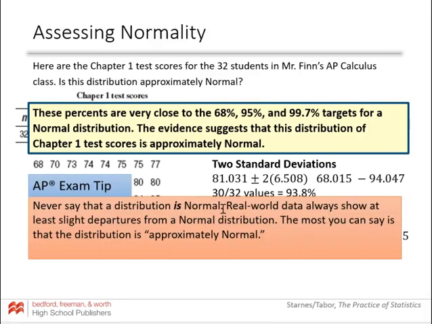Something that is important for you to note here: we would never say that a distribution is normal. We never say anything is perfectly normal. We are always going to use the word approximately. So we would say that this distribution is approximately normal because it roughly follows the 68, 95, 99.7 rule.